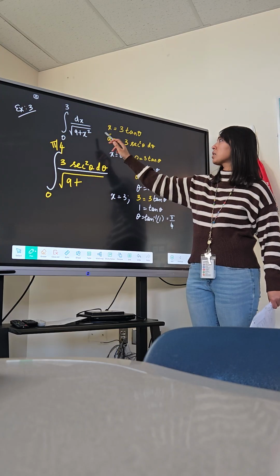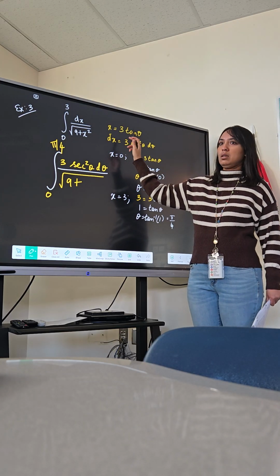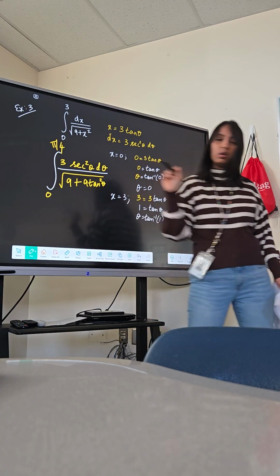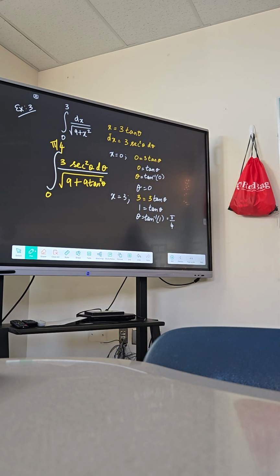What is x squared? 9 tangent squared theta. I'm going to let you look at that and understand what happened there, because after that it's just a simple antiderivative of secant.